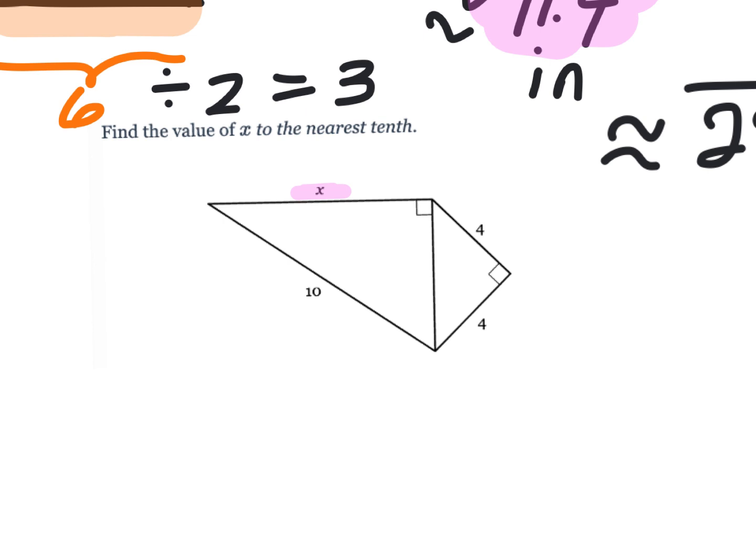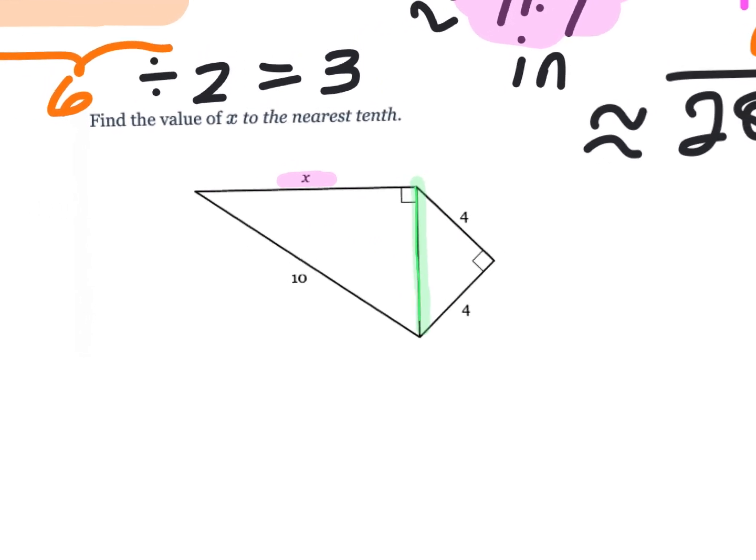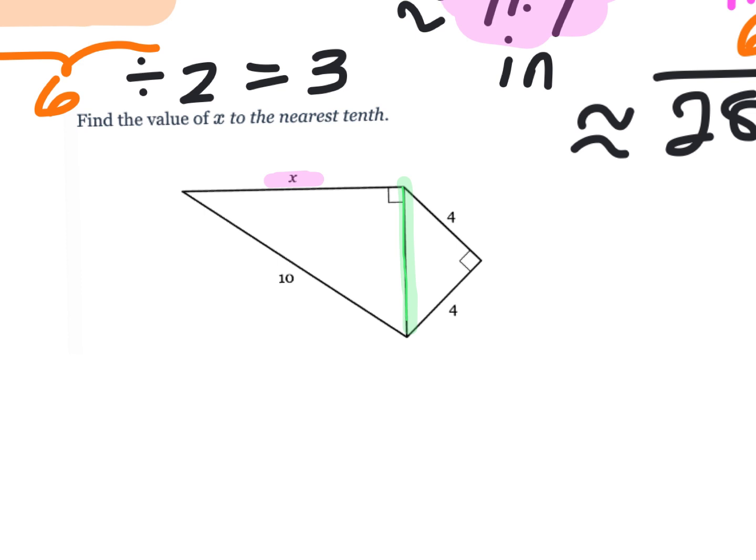Do I have two sides? No, I don't, right? So what you're going to have to do is Pythagorean theorem on the other triangle to get that green side, so that then we can use the green side to get the pink side. So we'll have to start with a squared plus b squared equals c squared. This part I'm going to do quickly because I know you guys have it.